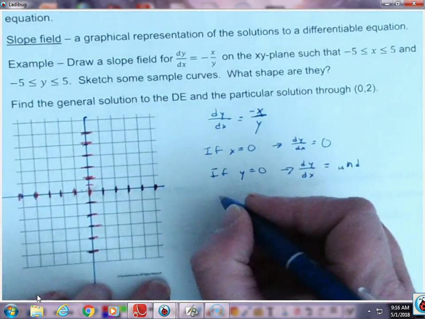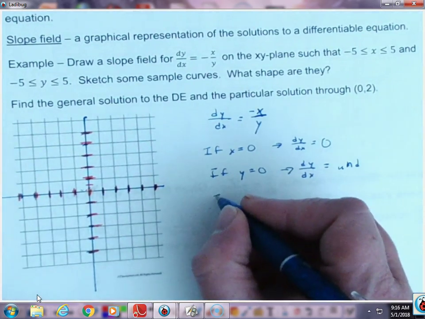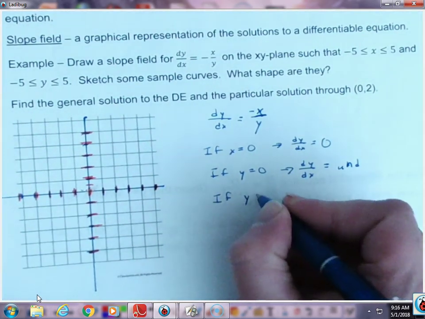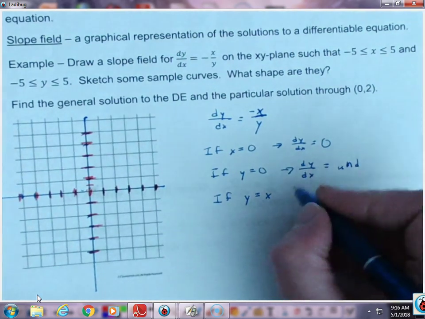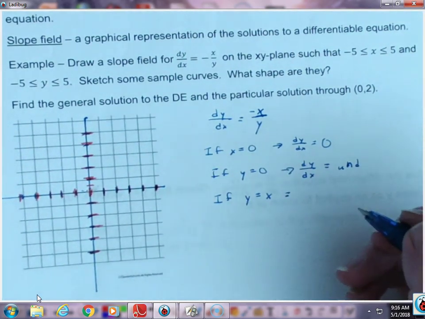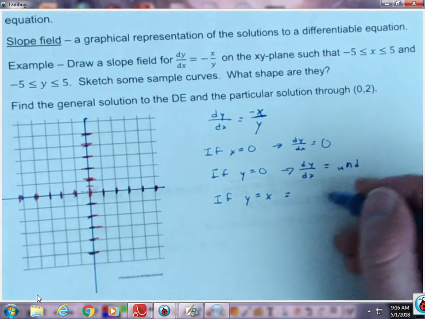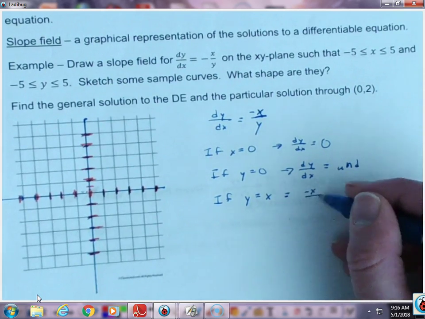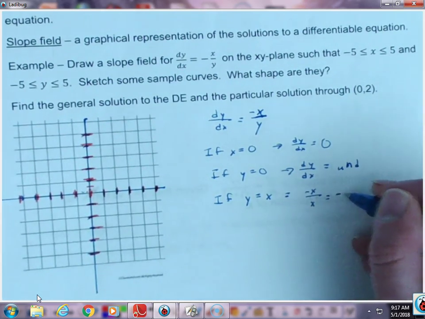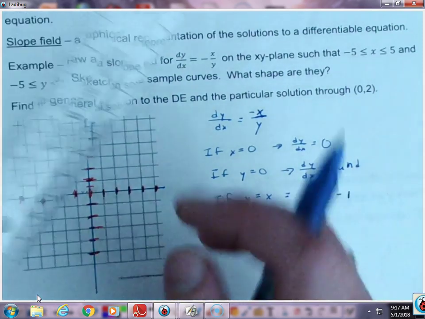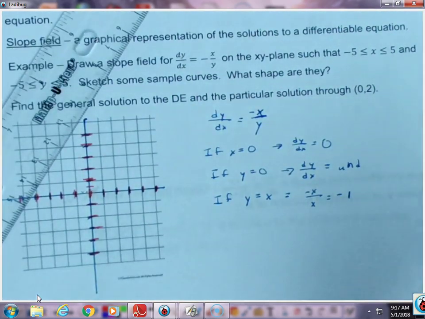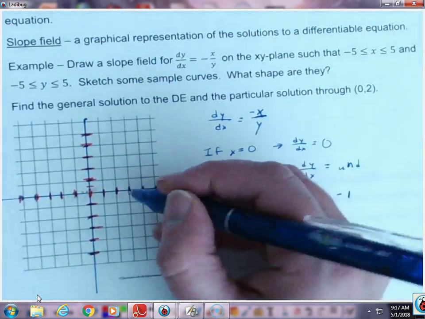But again, you can just substitute in some points, but I'm going to try to get a lot at a time. So I'm going to say, what if y equaled x? What if they were the same thing? Okay, yeah. It'd be like negative x over x. It'd just be negative 1. So that means that anywhere y equals x, like at 1, 1, 2, 2, 3, 3, I'm going to have a slope of negative 1. So let's just say like at 1, 1.